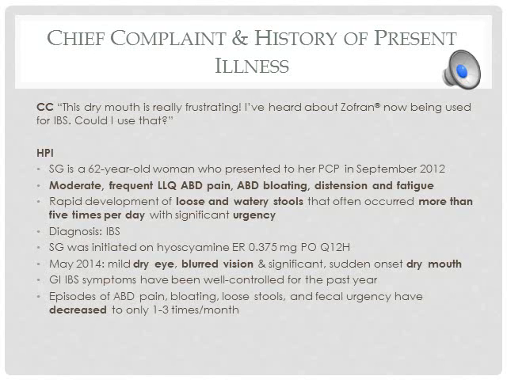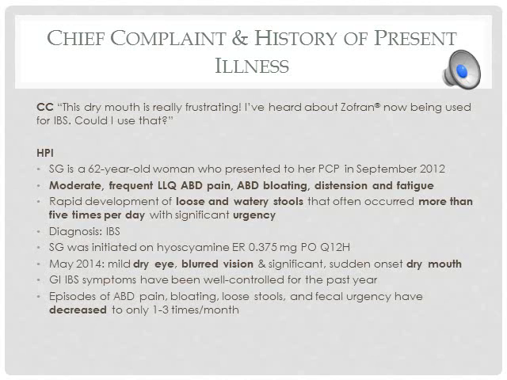SG is a 62-year-old woman who presented to her PCP in September of 2012. She presented with moderate, frequent left lower quadrant abdominal pain, bloating, distension, and fatigue. She also described a rapid development of loose and watery stools that often occurred more than 5 times per day with significant urgency. She was diagnosed with IBS.